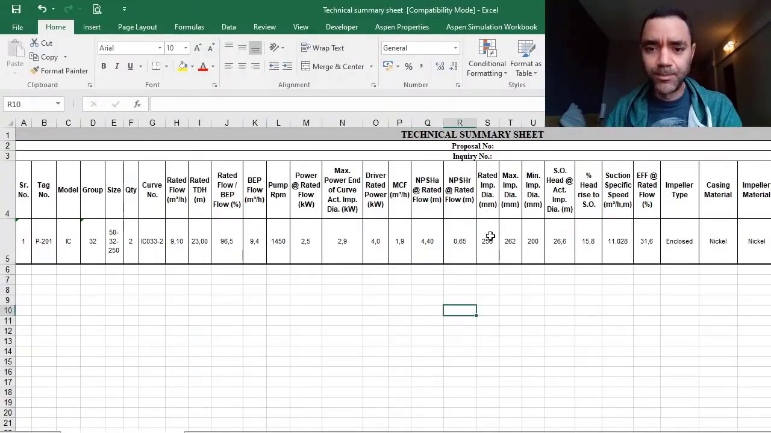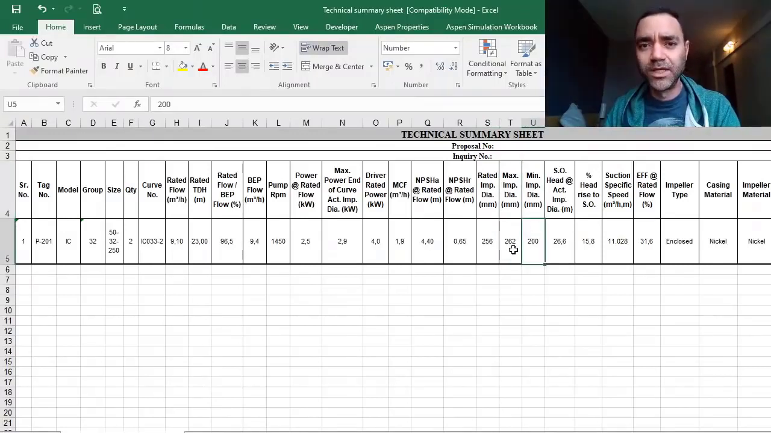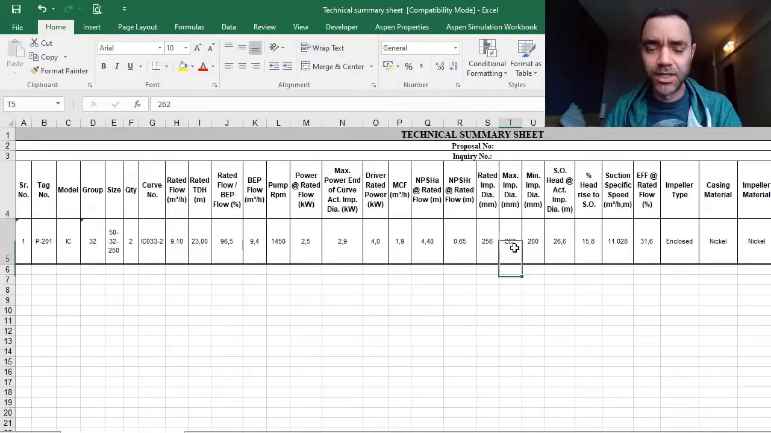You have the rated impeller diameter, so it is the impeller for the design conditions. We have the maximum impeller diameter and the minimum. So if for any reason I need to increase the flow and increase the head of my pump, I already have some margin to do that. I can change the impeller, for instance. And I have the shutdown head at actual impeller diameter.